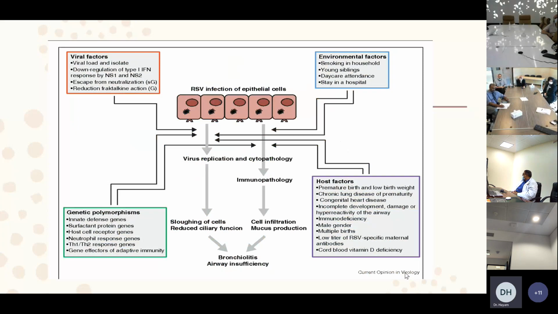Now, this slide is just to remind you that in the presence of viral factors like viral load, downregulation of type 1 interferon by the NS1 and NS2 proteins of the RSV, which help the RSV to escape from neutralization, and reduction of fractalkine action, all these things, along with environmental factors, cause easy penetration of the epithelial cell, easy replication, easy destruction of the cell, and bronchiolitis or airway insufficiency. Genetic polymorphism is involved, as well as host factors, such as being premature, having chronic lung disease, or immunodeficiency. These all help in creating a severe RSV.